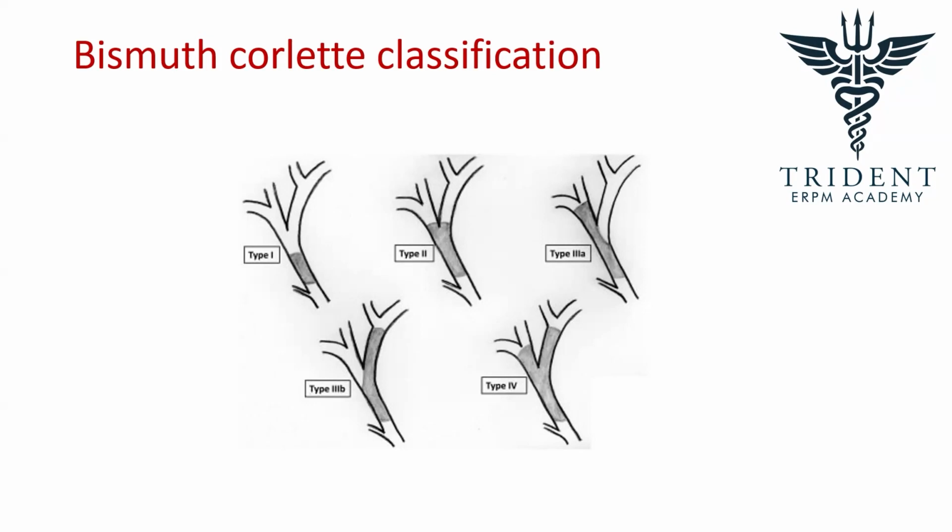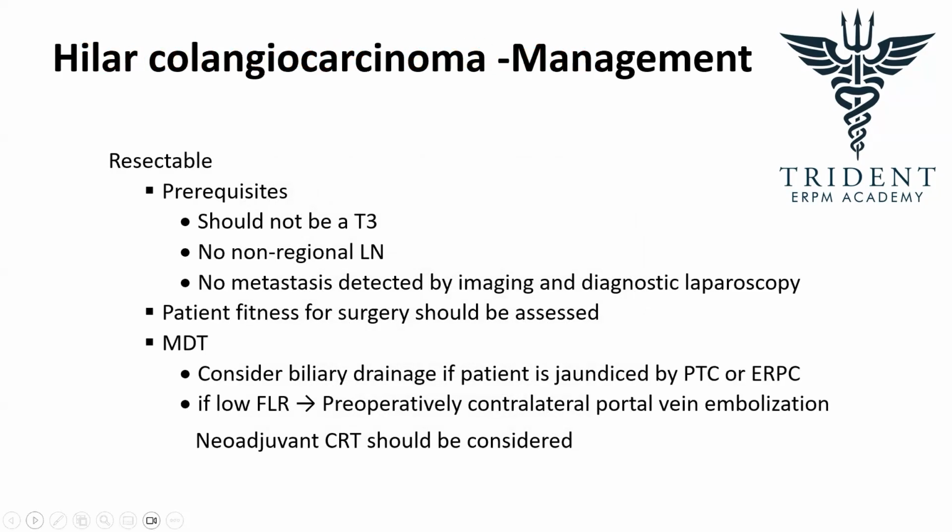So this classification is important, as sometimes it can be asked in your MCQs. When it comes to hilar cholangiocarcinoma management, for resectable tumors the prerequisites are that it should not be a T3 lesion, so always T3 or below, and there should not be any non-regional lymph nodes, and there should not be any metastasis. The patient should be fit for surgery, and you should always take an MDT decision prior to surgery.